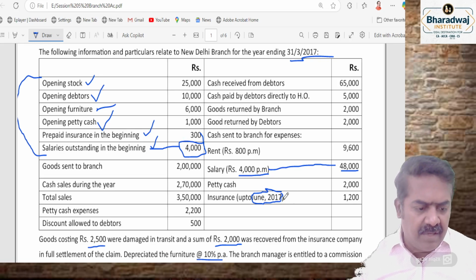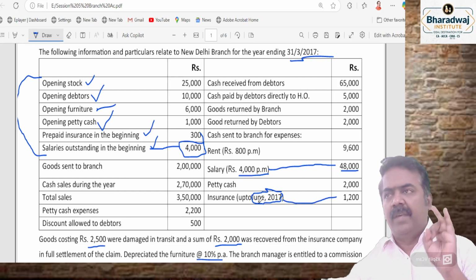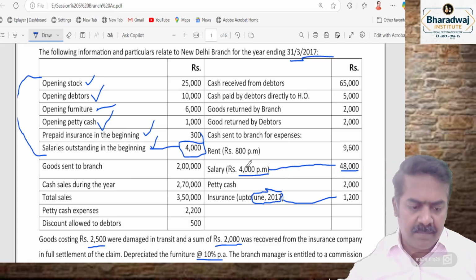Prepaid insurance at the beginning is 300. At the end of the year, we can work out 1,200 into how many months? April, May, June, 3 months prepaid, 300 rupees closing balance. Rent 9,600 they paid. There is no outstanding amount at the beginning of the year. 12 into 800, 9,600 will come.